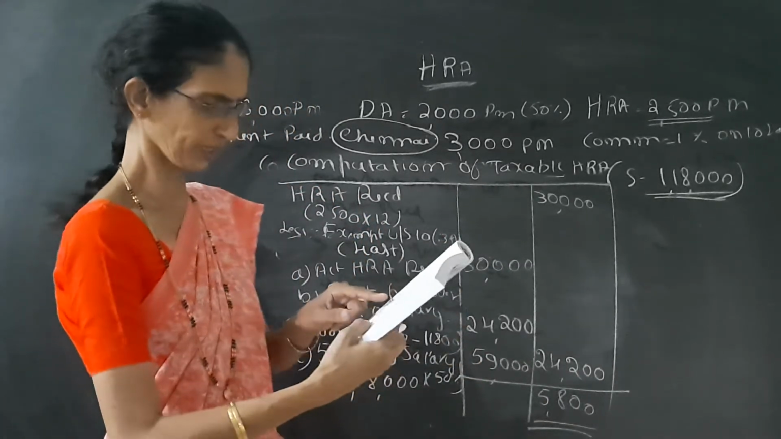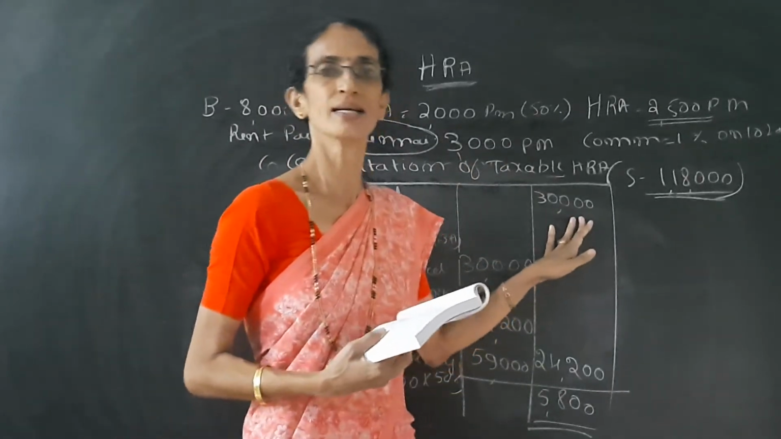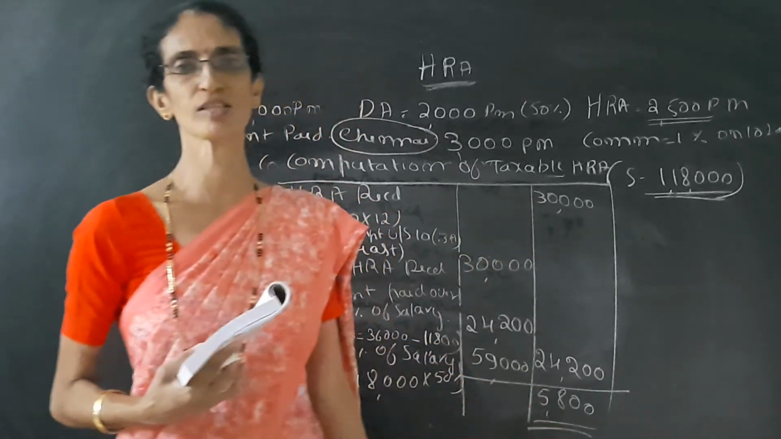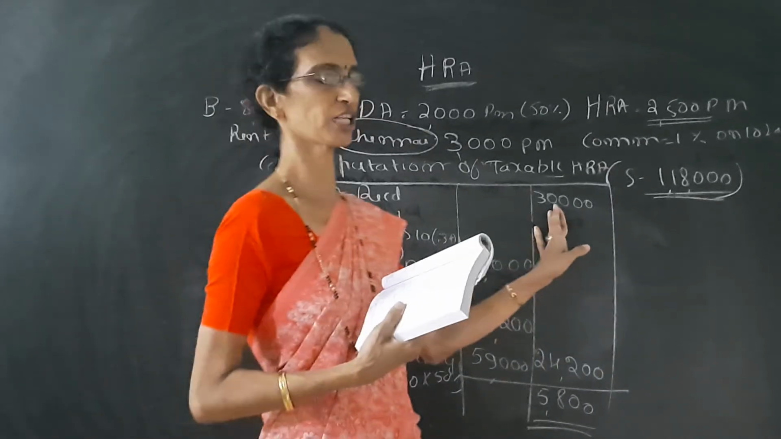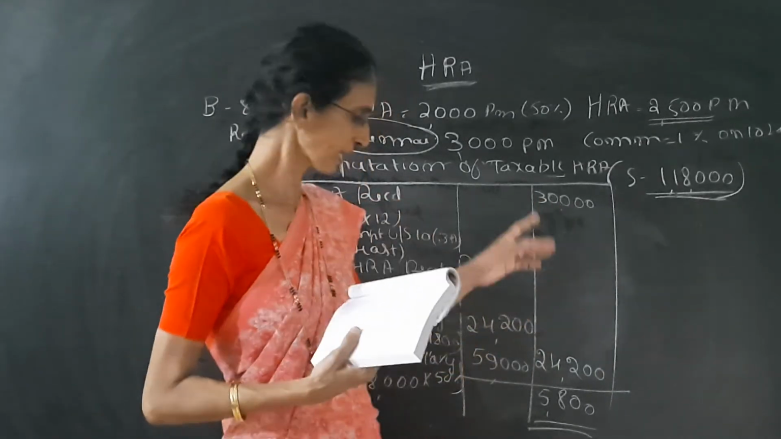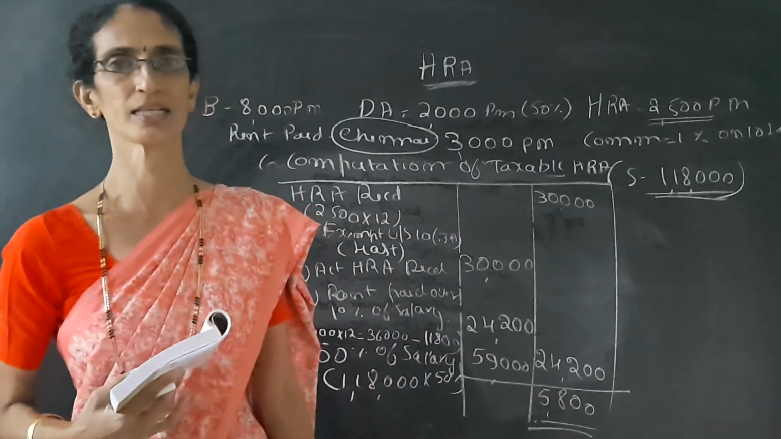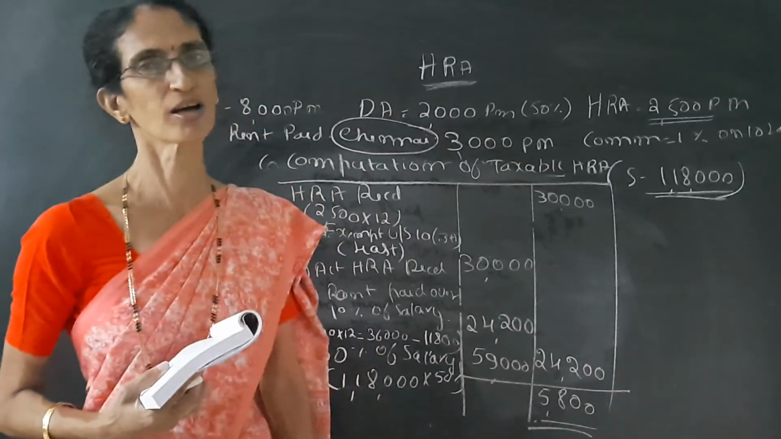So here the person is receiving 30,000 of HRA. For that 30,000, he should pay tax only on 5,800 as taxable HRA. So of the 30,000 HRA received here, for that year he must pay tax on 5,800. So the 24,200 is exempted from tax.